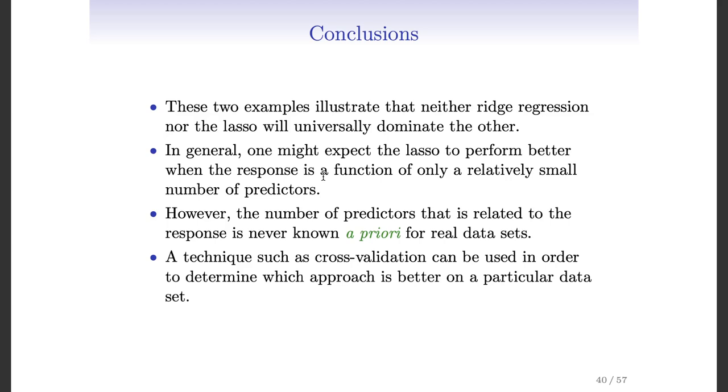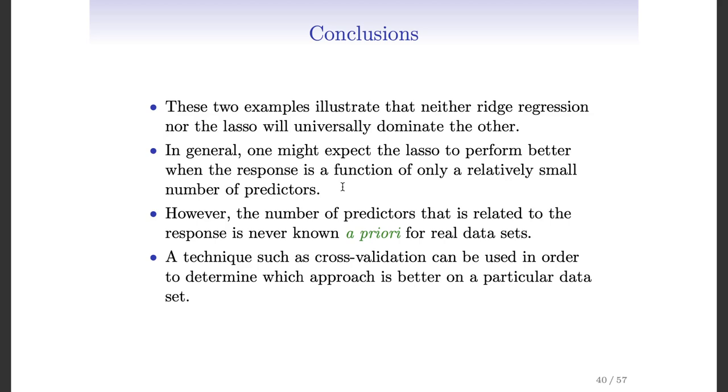None of the two methods is going to dominate the other. Of course, you should prefer the lasso when you expect that the response depends only on a few variables. But this is something that you don't know in a real world situation. And the important issue is the selection, the tuning of the lambda parameter. But this is something that can be done by a general purpose method like cross validation.